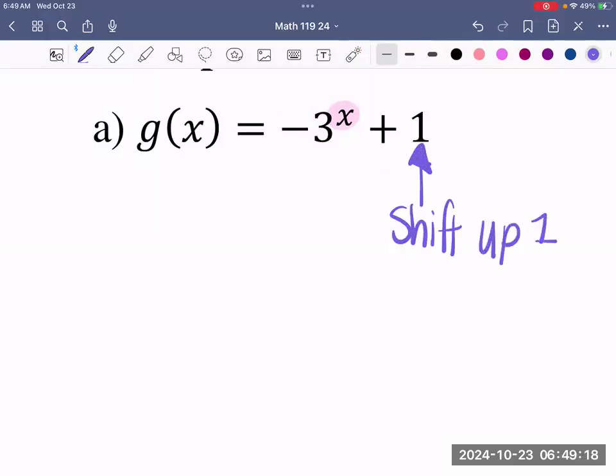Now let's try it again with, let's see what this negative does. This negative is not directly attached to your x value here, so we won't have a fractional base. But instead, if it's not attached to your x, this will reflect over the x-axis.